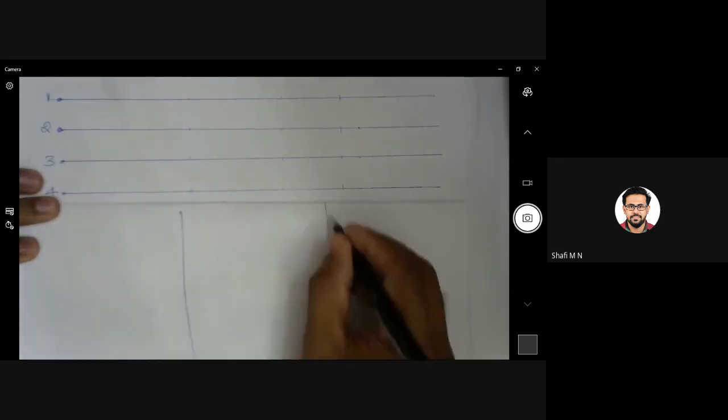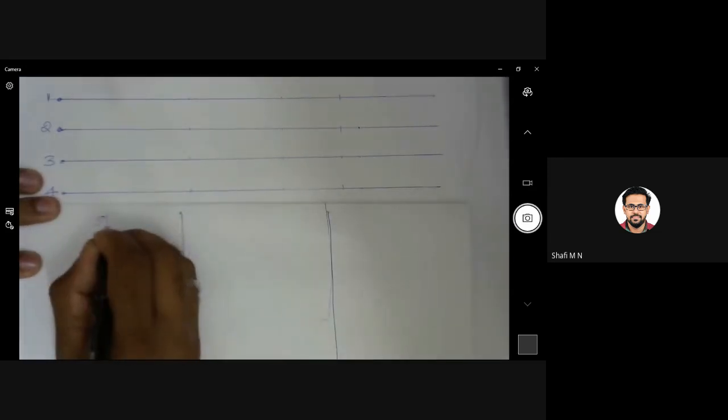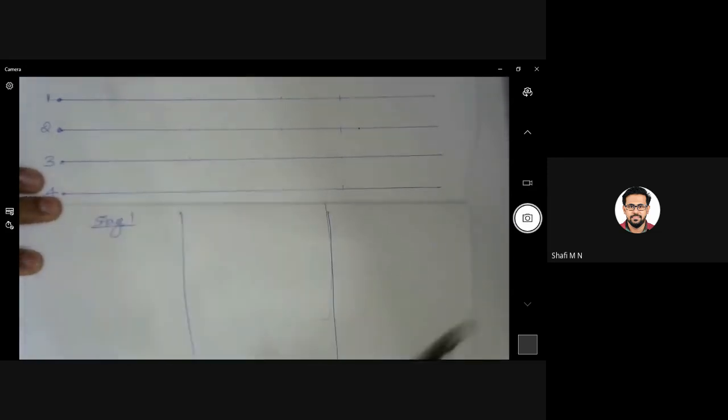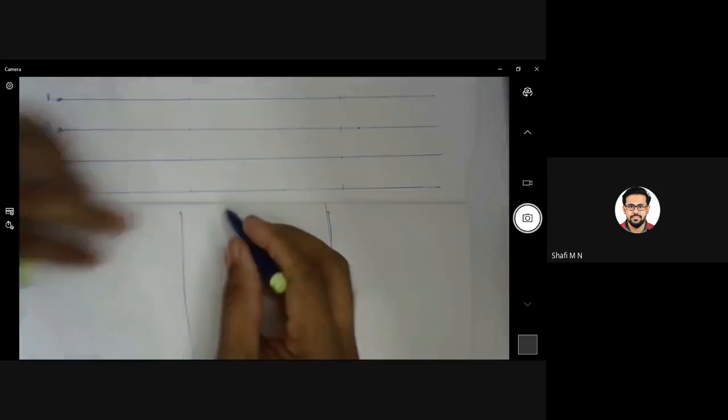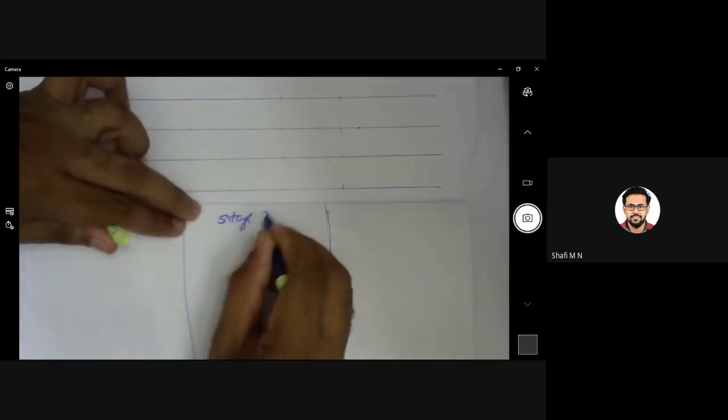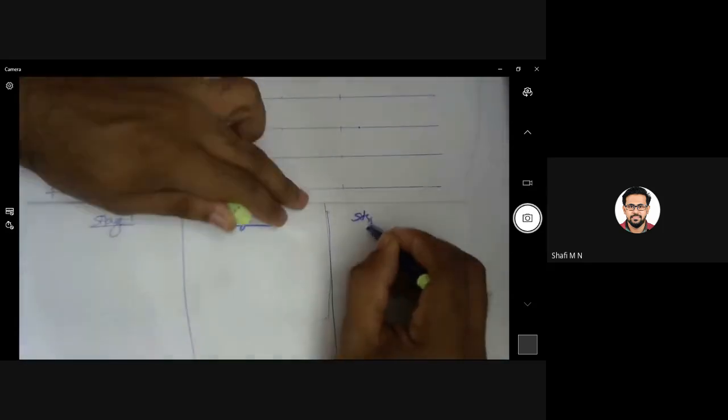So let me start with the first stage. The reason will be very clear to you when you do the calculation for the separation between the arms. So let's do that calculation for different stages. Let's proceed with stage 1. You have 3 stages, right? So stage 1, stage 2, and stage 3.